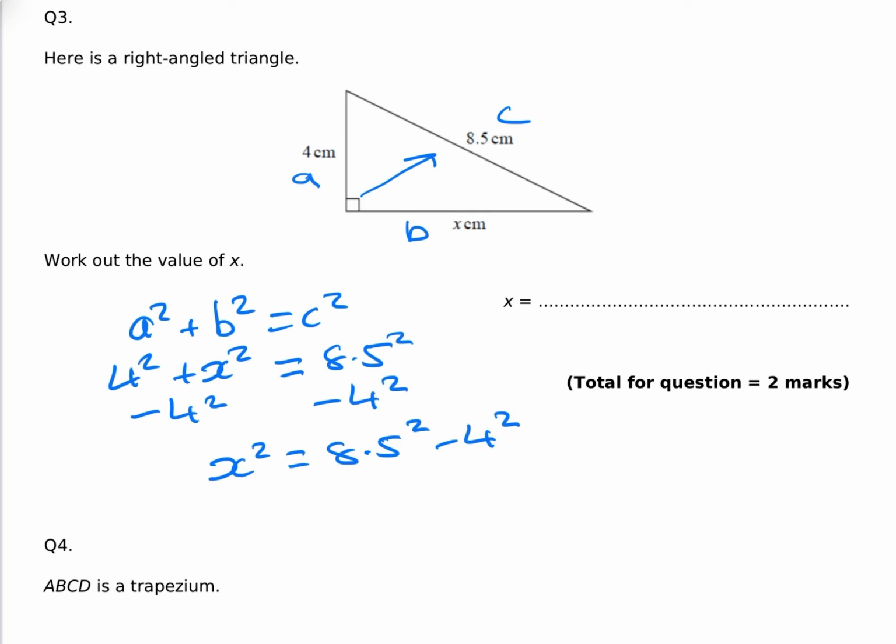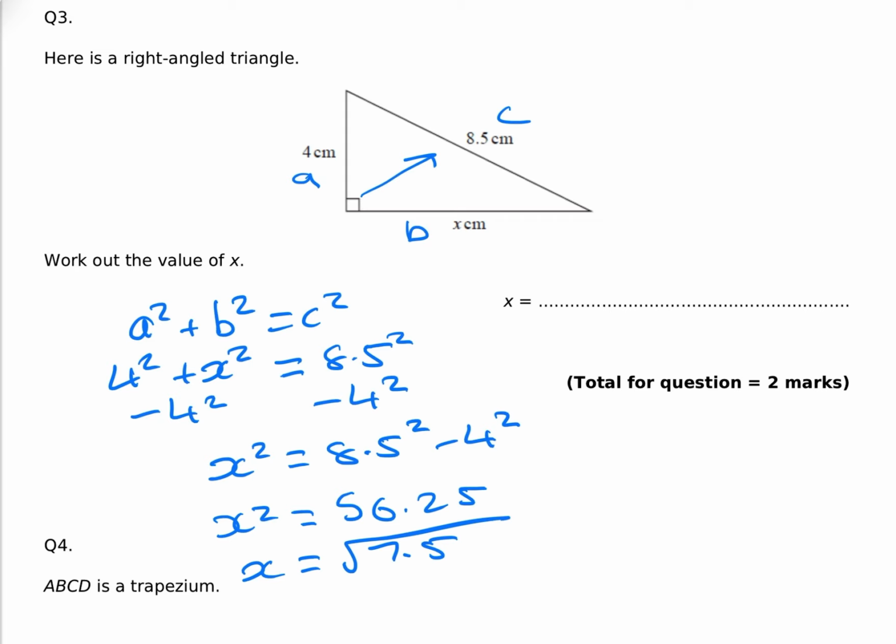So x squared is going to equal 8.5 squared minus 4 squared, which is going to give me 56.25. So if I want to work out what x is, only the positive value, we are going to square root that answer. And we get 7.5. So my answer here, no need to round.